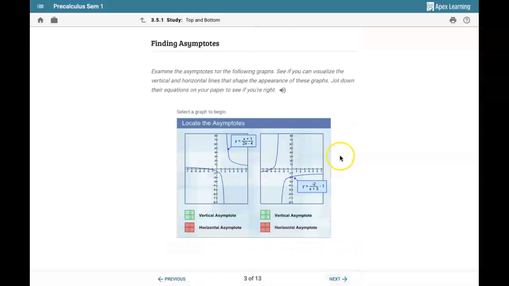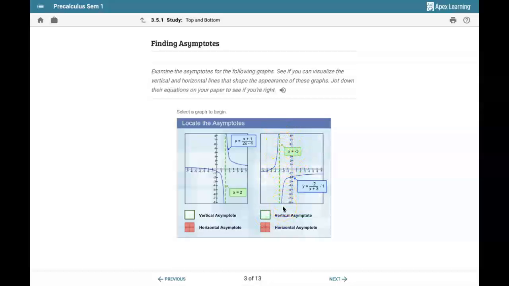Moving forward, finding different asymptotes. Looking at this, the vertical asymptote in this first one is the vertical line x equals 2. You can see both of these graphs get really, really close to 2, but they don't ever cross 2. So that would be the vertical asymptote here. In this other graph, the vertical asymptote is at x equals -3. Again, they get really, really close, but they never cross.